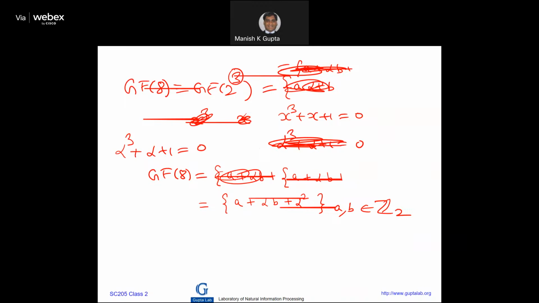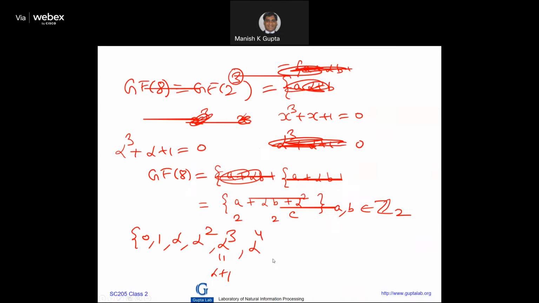Anyway, so what we can do: you know that there are 2 choices here, 2 choices here, C alpha square, and 2 choices here. So basically there are 8 elements. You can write down all of them, but the easiest way is we can always compute the power of alpha. So we know that the elements will be 0, 1, alpha, alpha square, alpha cube. Up to this, we know everything because alpha cube is alpha plus 1.